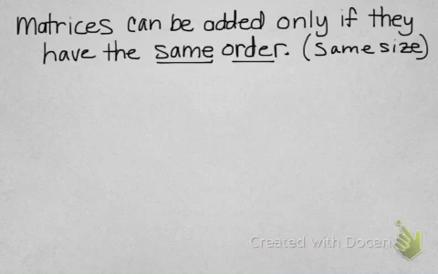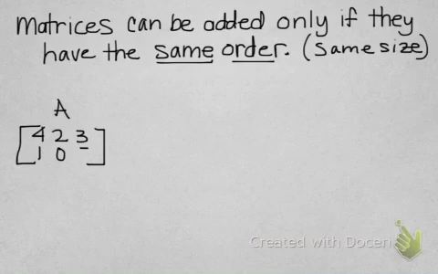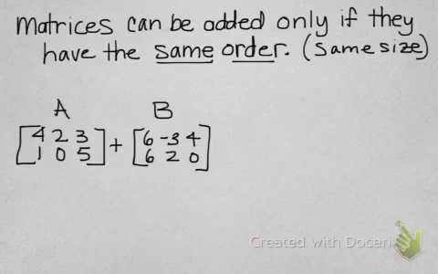Okay, so matrices can be added if they have the same order, which means they are the same size. They have to match up because you go entry by entry. So if I have matrix A and matrix B, they're both 2 by 3 matrices, so I can add them. And so what I want to do is I just want to match up the same elements in each matrix.